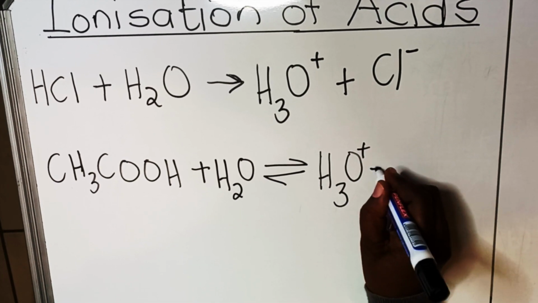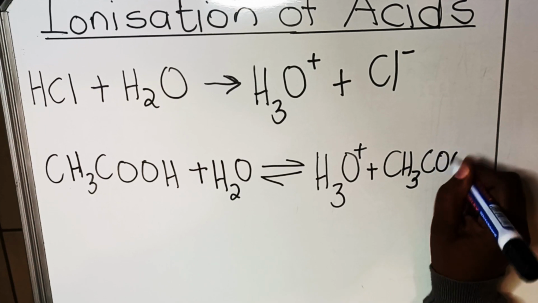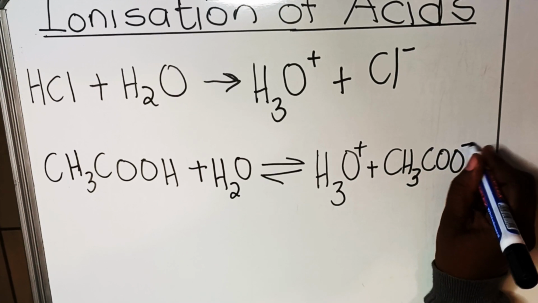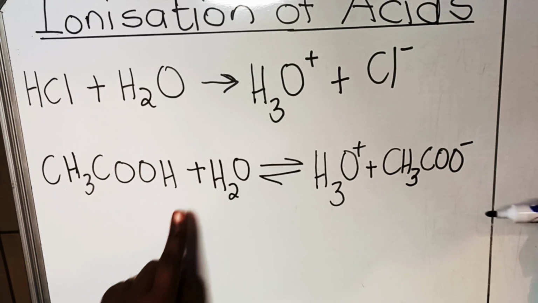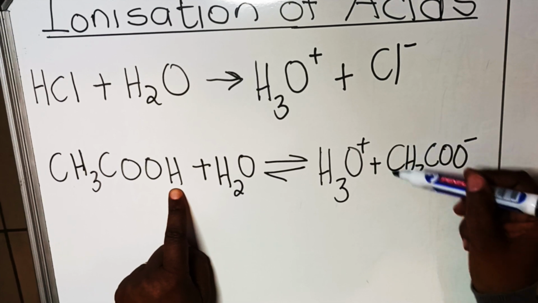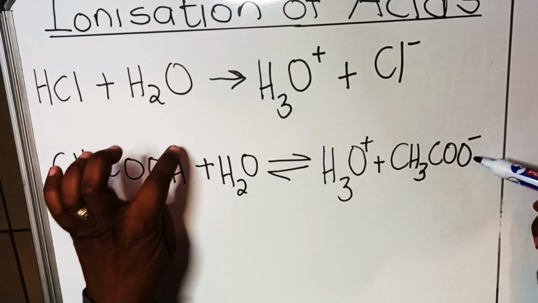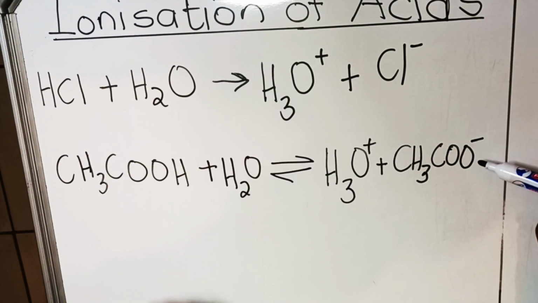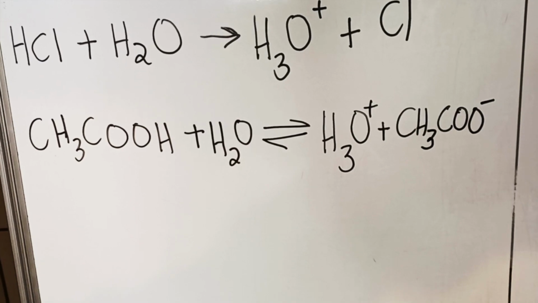So you'll be left with CH3COO and the charge will be minus. Why is the charge minus? Hydrogen has a positive charge. So this whole molecule has a negative charge when you remove it. When you put a hydrogen, it becomes neutral. That's why there's no charge there. So when you remove the hydrogen, you end up with a negative charge.